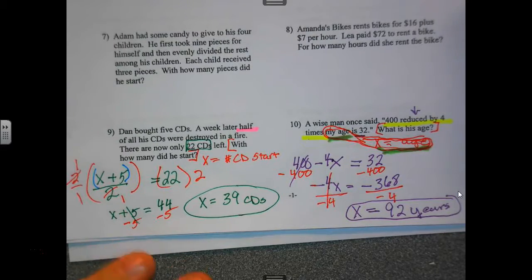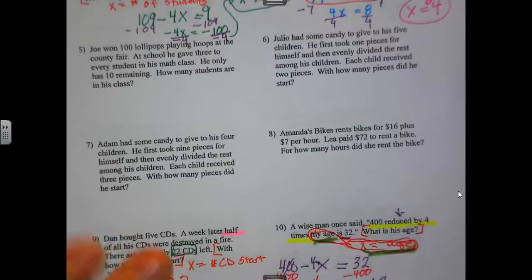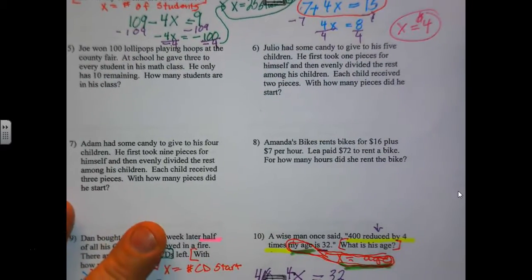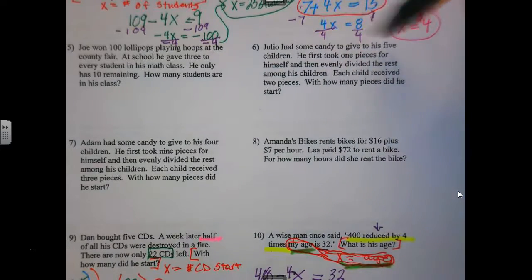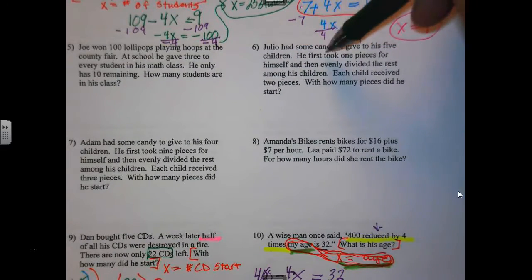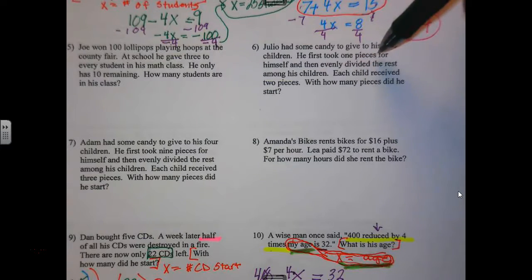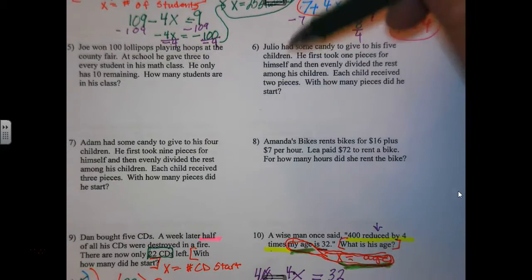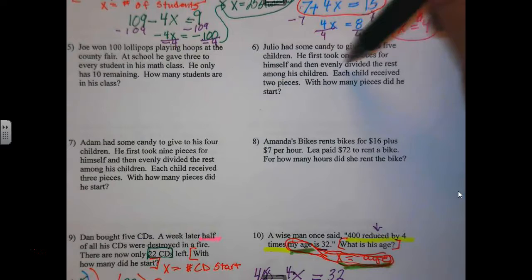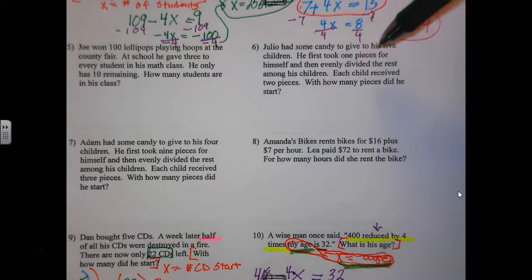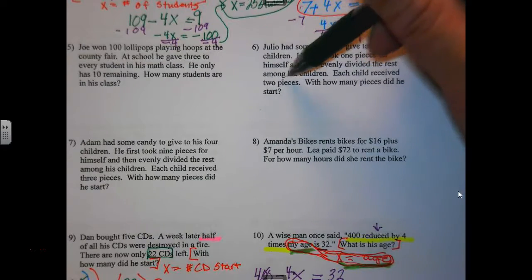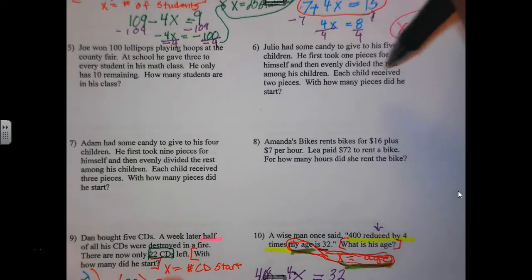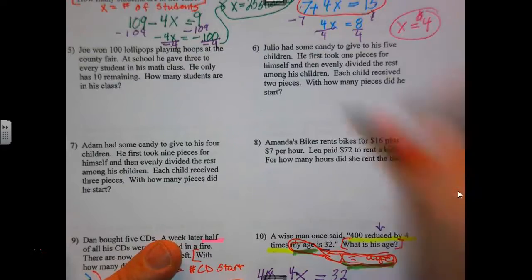All right, number 6. Julio had some candy to give to his 5 children. He first took 1 piece for himself. It's kind of awkward. And then evenly divided the rest among his children. Each child received 2 pieces. With how many pieces did he start? So there's my X.